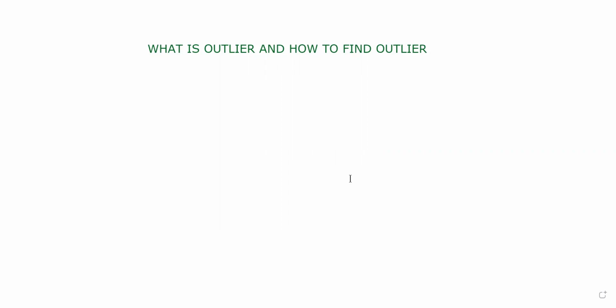In today's video, we will talk about a very important topic of statistics, and that's an outlier. We'll talk about what is an outlier, how to find an outlier, what is a good outlier, what is a bad outlier, what to do in case of having an outlier, and most important thing, the mathematical derivation of finding an outlier. So let's start with the video.